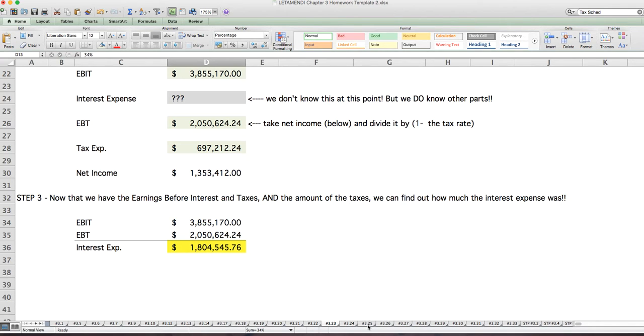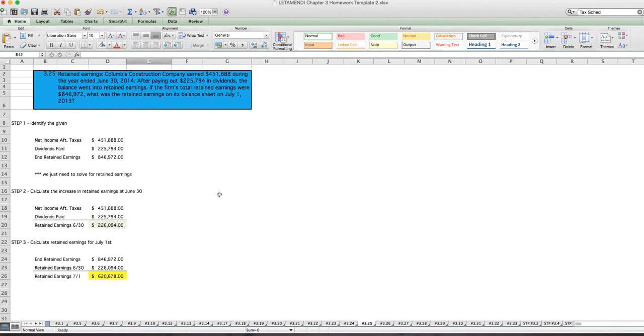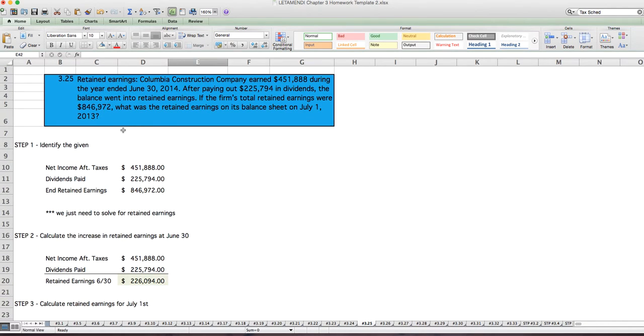So now let's move on to our second to last question, 3.25. And this one reads, Columbia Construction Company earned $451K during the year ended June 30th. After paying out $225K in dividends, the balance went into retained earnings. If the firm's total retained earnings were $846K, what were the retained earnings on its balance sheet on July 1st, 2013? Okay, so now be careful with the dates. June 30th, 2014, July 1st, 2013.